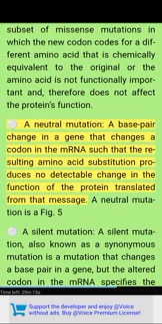Neutral mutation: a base pair change in a gene that changes the codon in the mRNA such that the resulting amino acid substitution produces no detectable change in the function of the protein translated from that message. Figure 5.